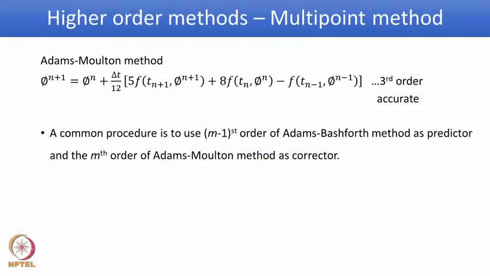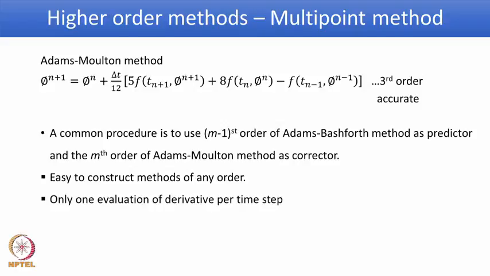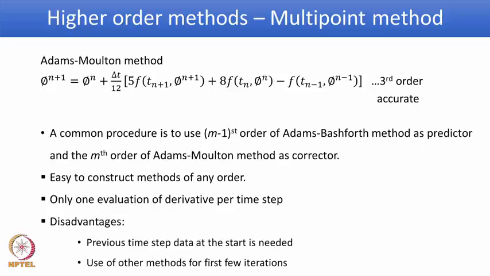You can use these Adams-Bashforth, Adams-Moulton methods independently. You can also combine both of them in the form of a predictor as well as corrector method, and that is what is described here. You can use one order lower Adams-Bashforth method as a predictor and the desired order as a corrector. It is easy to construct any order of accuracy by this Adams method. Only one evaluation of derivative per time step is needed.